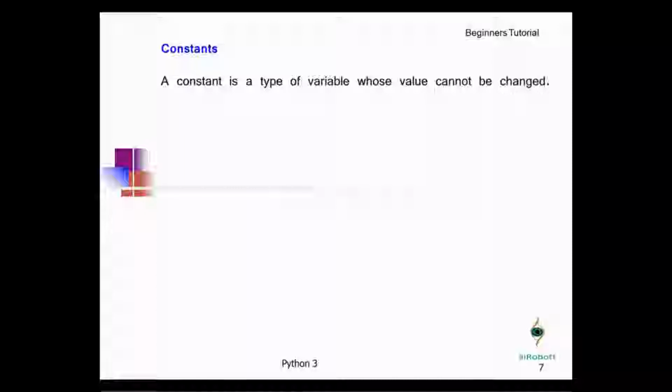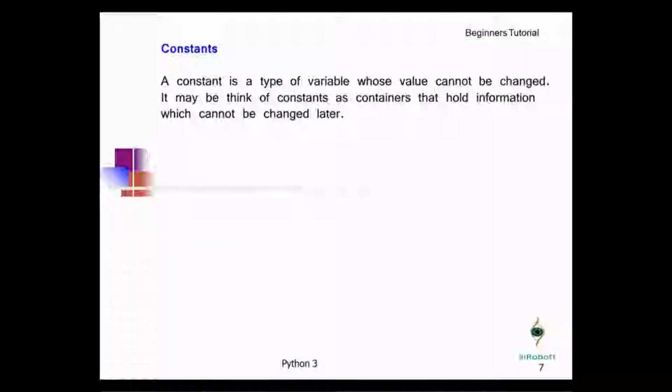Now see what constants are. Constants are also nothing but a variable. It cannot be changed, so hence it is called constant. You may think of it as a container that holds information which cannot be changed later. Assigning a value to a constant in Python.